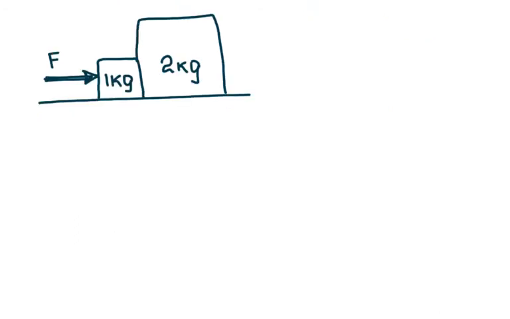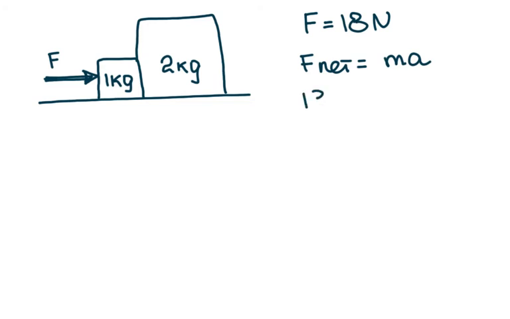In this question, I'm going to say that if applied force F is equal to 18 newtons, what is the force that this 1 kilogram block exerts on a 2 kilogram block? So if applied force is 18 newtons, that is your net force. So F net is equal to MA. Your net force is 18 newtons, and then the total mass is 3 kilogram. Then the acceleration is 6 meters per second squared.